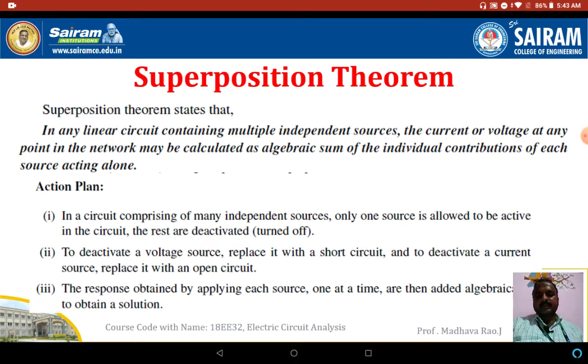The response is obtained by applying each source one at a time. So only one source we have to consider at a time, then the responses are added algebraically to obtain the solution. So we have to add those cases. The resultant, whether you are calculating voltage or current, we have to add the currents or the voltages of both cases, then you can obtain the solution. So this is the procedure, this is the explanation for the superposition theorem.